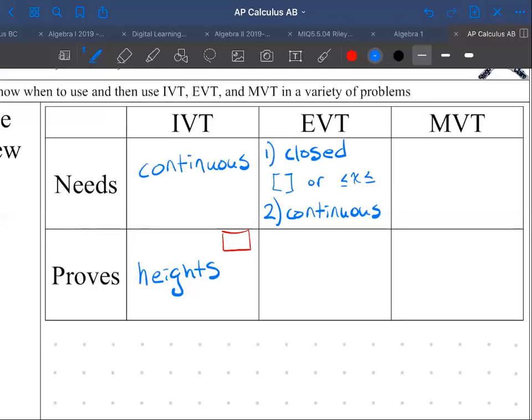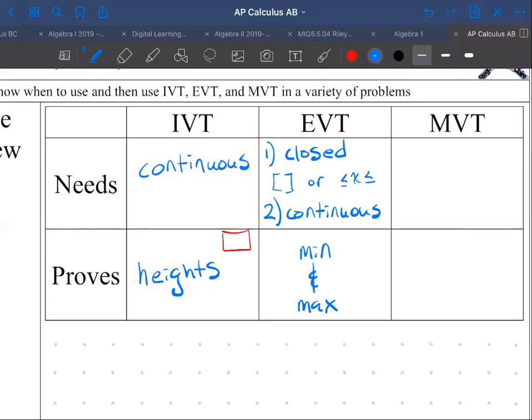But extreme value theorem, it proves extremes, but what are extremes? Extremely at the top, extremely at the bottom. What are those things called? Andrea? Is it minimums and maximums? There it is. It proves minimum and it proves maximum. And it only proves their existence. It doesn't say where they are, it just says, hey, there is a minimum and there is a maximum.